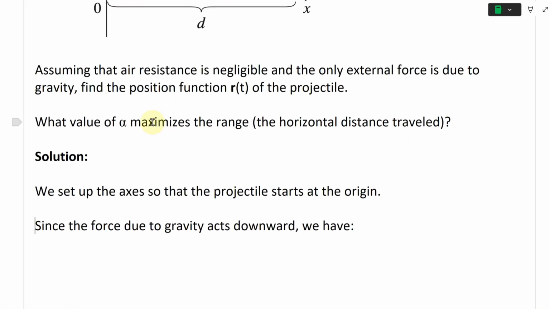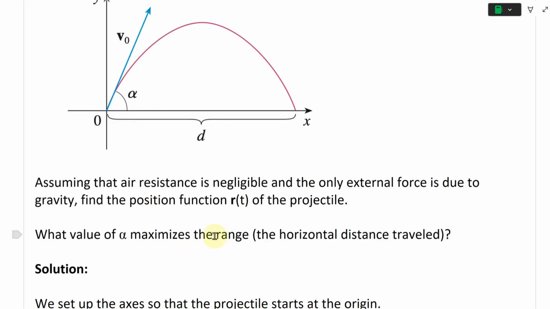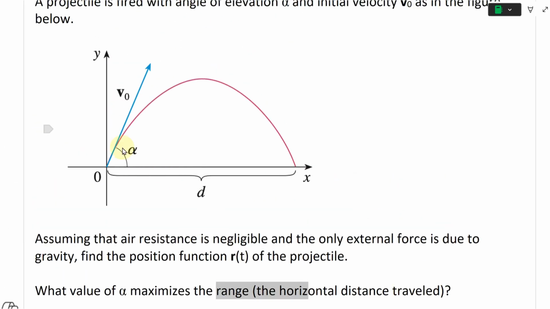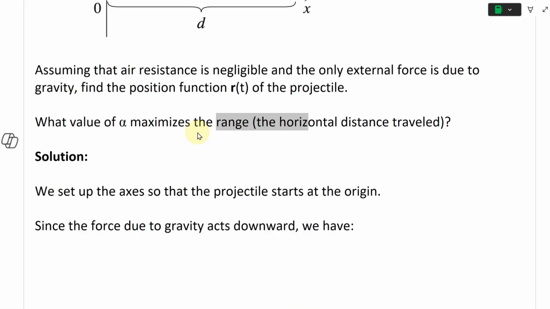Now we're asked what value of alpha maximizes the range, or the horizontal distance traveled. So we have to see what's the maximum distance d for an angle. Like, what angle gives the maximum distance? Alright, so let's go further and take a look at the solution.